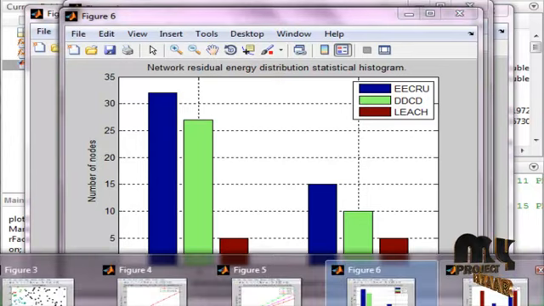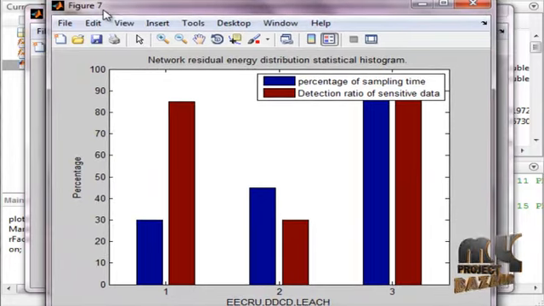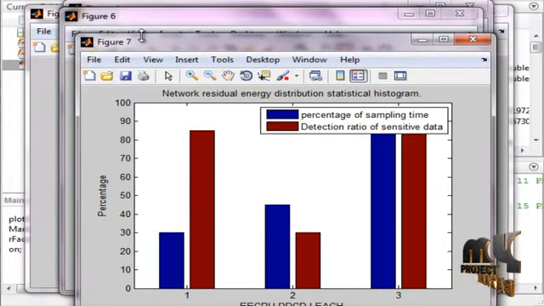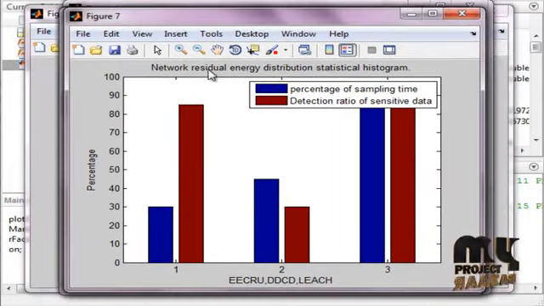This is the last and final graph. In this final graph, the percentage of sampling time is compared with the detection ratio of sensitive data. WCRU is the proposed method, and the others are DCD and LEACH. Compared to all of these, our proposed one is higher. The percentage ranges from 0 to 100.